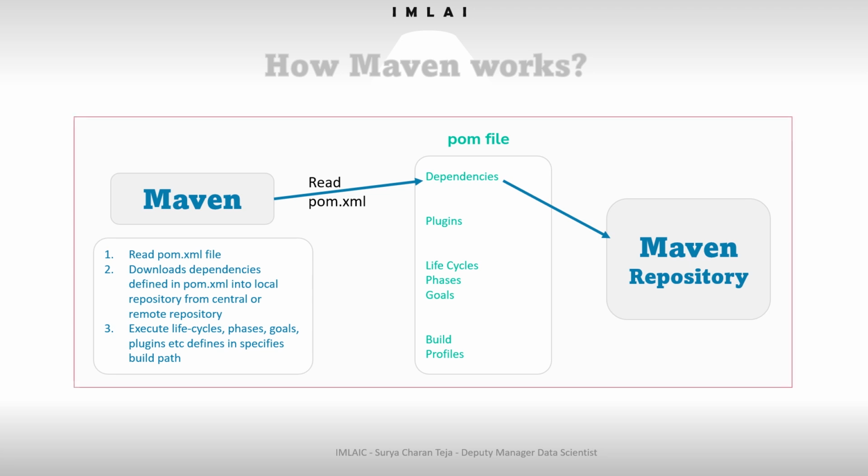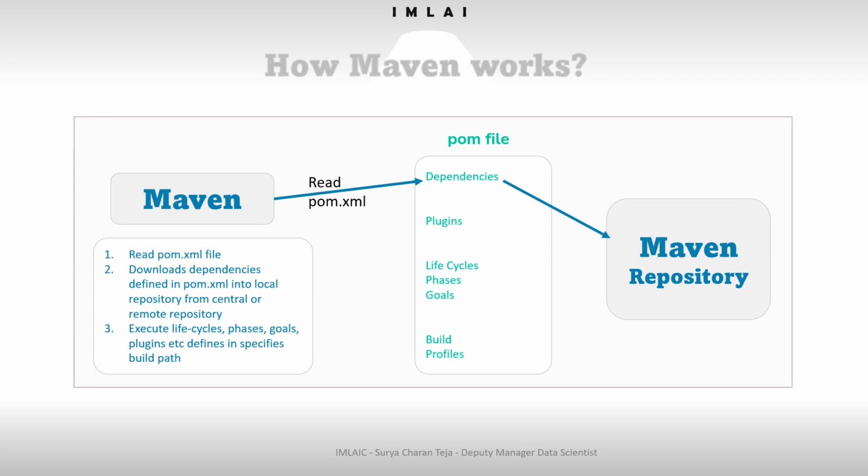The local repository is just a directory on your machine's hard drive. Every time we say repository, it can be a remote repository or a local repository. When we say local repository, it is just a directory on your machine's hard drive. If the dependencies are not found in the local Maven repository, Maven downloads them from a central Maven repository and puts them in your local repository.